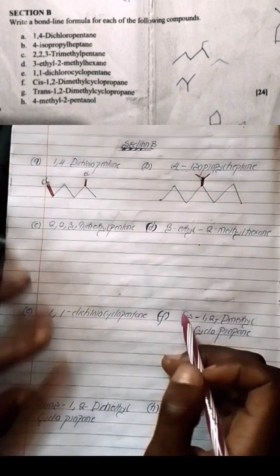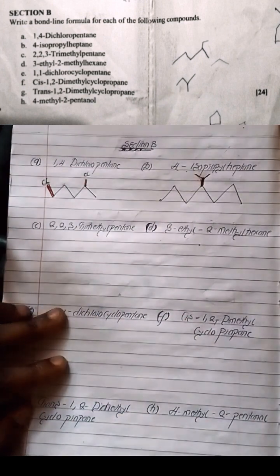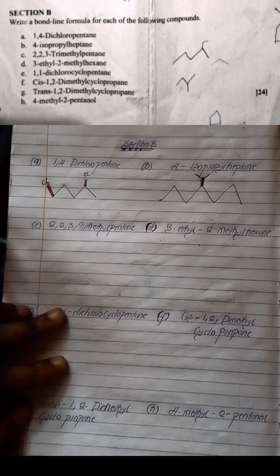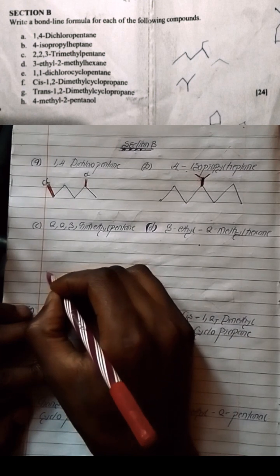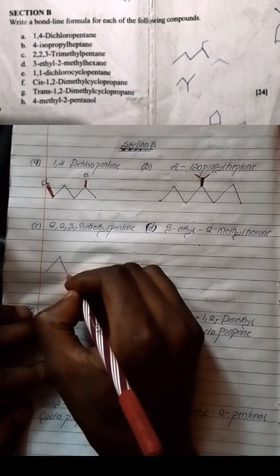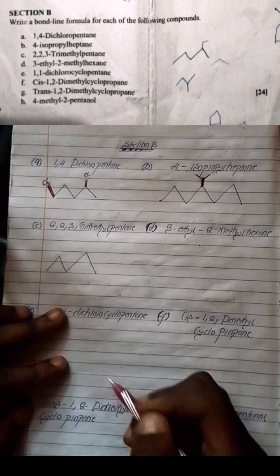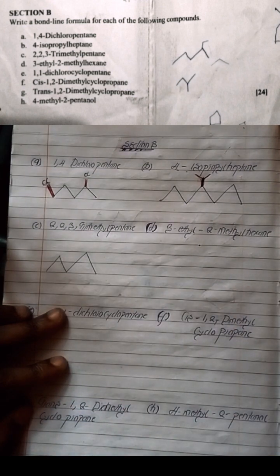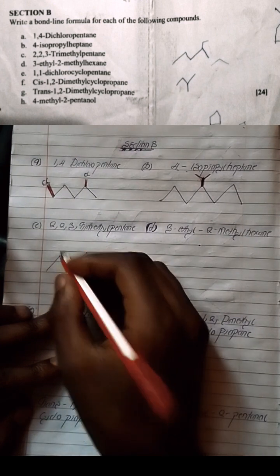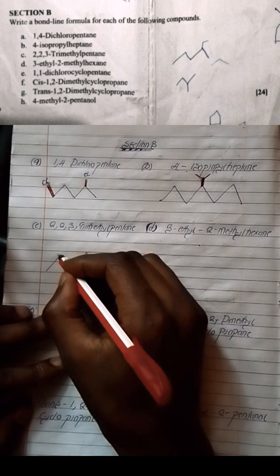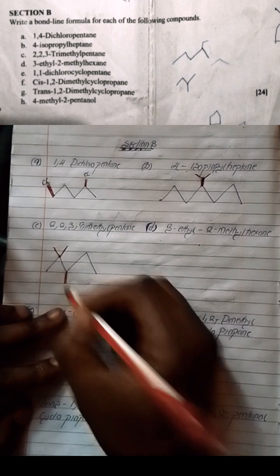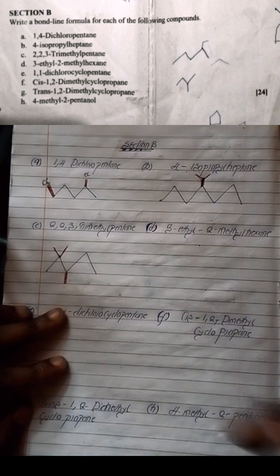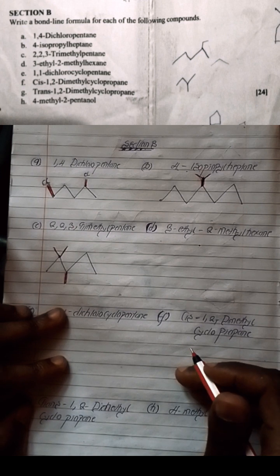The next one says 2,2,3-trimethylpentane. So the first thing, I'm looking for the pentane. Pentane implies 5. So 1, 2, 3, 4, 5. Right? After doing that, let me put the appropriate attachments. So at position 2, I have 2 methyl groups. And then at position 3, I have another methyl group. And that's pretty much it. So this test was actually very simple.